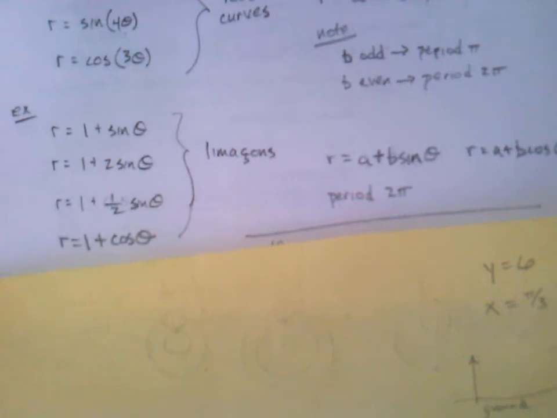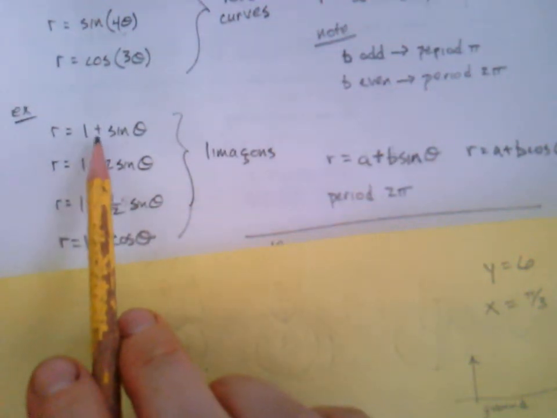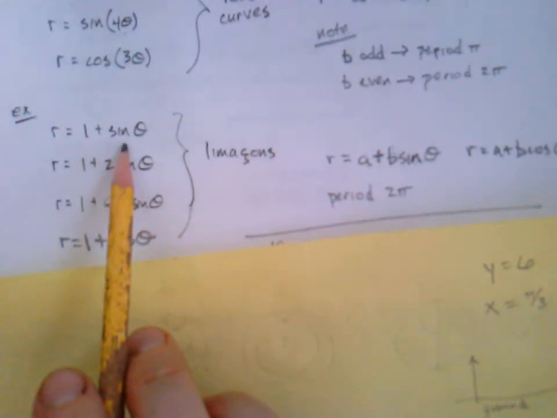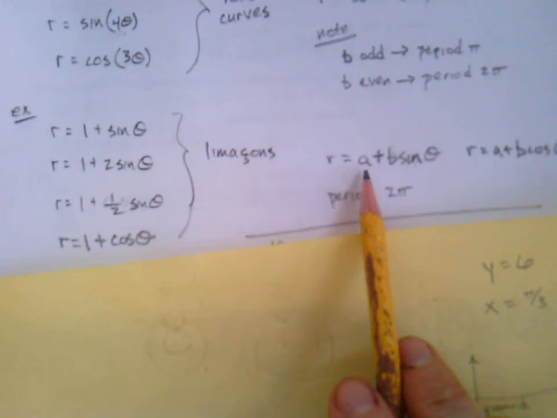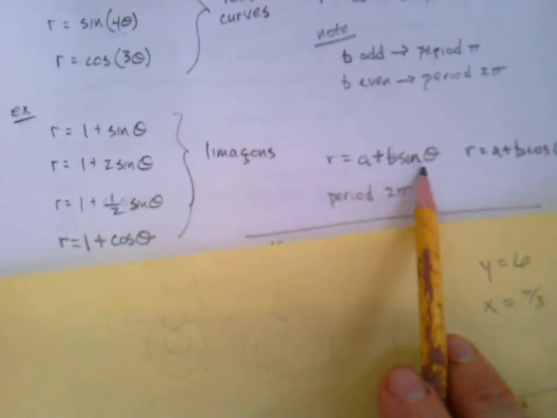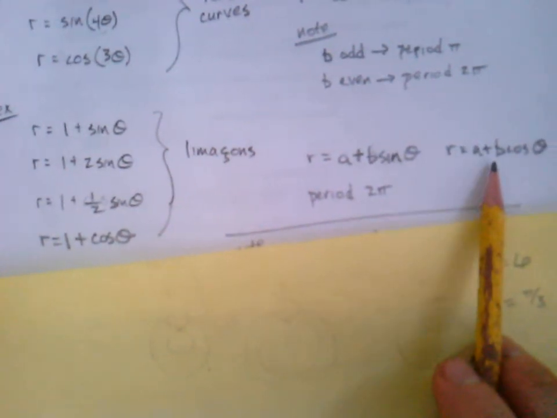All right, there's another family called the limacons. These are pretty cool. The limacons look like this: a number plus some coefficient times either sine theta or cos theta. So here you've got the general form: r equals a plus b sine theta, or r equals a plus b cos theta.